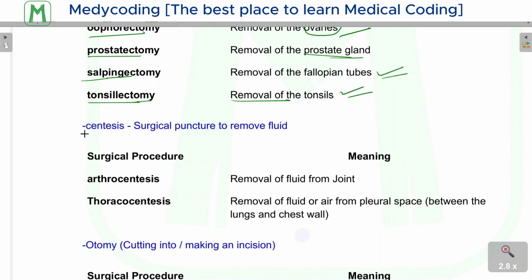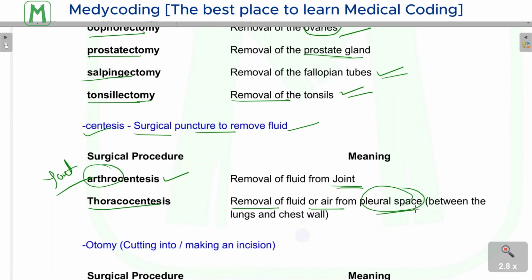Next suffix is centesis, which means surgical puncture to remove fluid. Similarly, arthrocentesis means removal of fluid from a joint. Here the term arthro means joint. Thoracocentesis means removal of fluid from the pleural space.